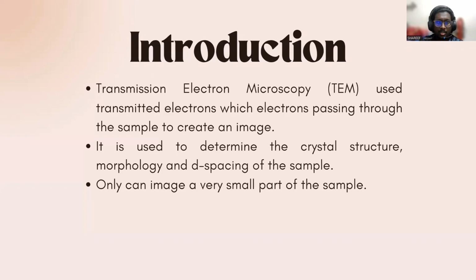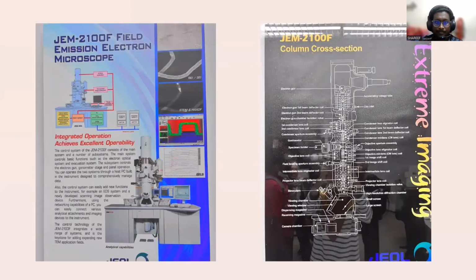For the introduction, transmission electron microscopy, TEM, uses transmitted electrons, which are electrons passing through the sample, to create an image. It is used to determine the crystal structure, morphology, and d-spacing of the sample. It can only image a very small part of the sample. This is actually one of the advantages of TEM, where it has very high magnification, so that even a very small sample can be determined.